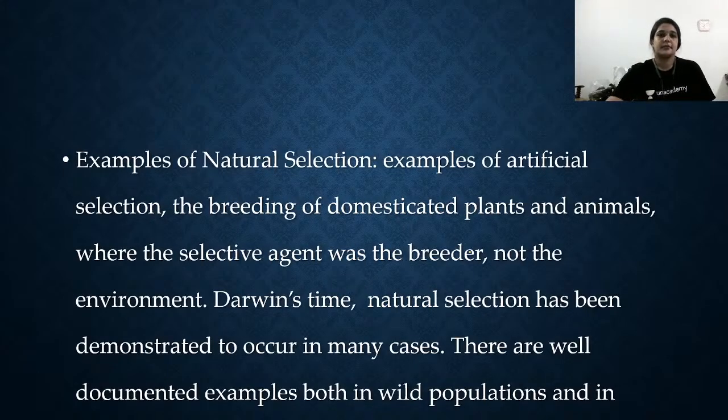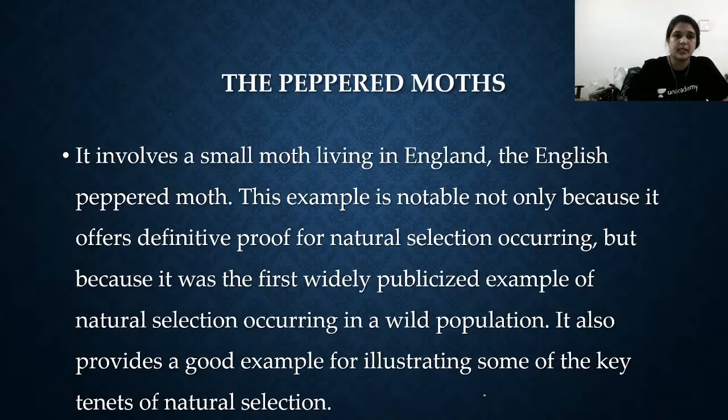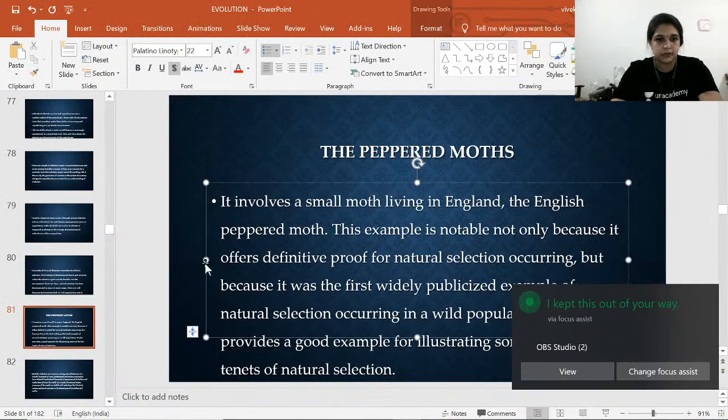Fine. Next. What are the examples of natural selection? Examples of artificial selection are the breeding of domesticated plants and animals. Since Darwin's times, natural selection has been demonstrated to occur in many cases, like examples in wild populations. See, this is very important: the peppered moths. What are these peppered moths, I will tell you.